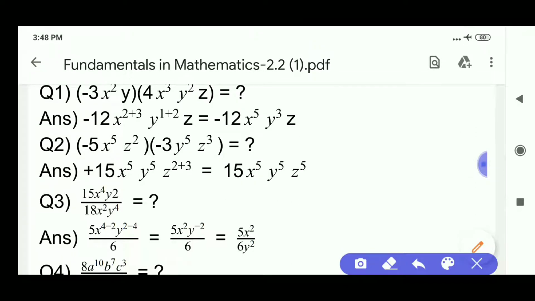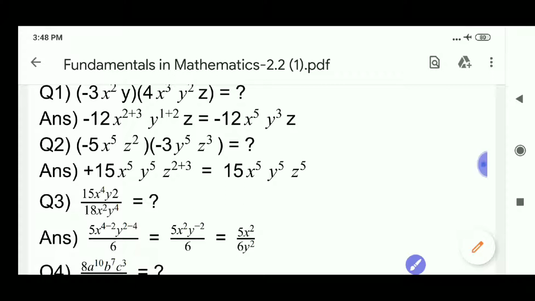Minus 5 x power 5 z square into minus 3 y power 5 z cube. First multiply the symbols. Minus into minus is plus. 3 into 5 is 15. Now x power 5 in the first term. There is no x term in the second term. So simply write x power 5.